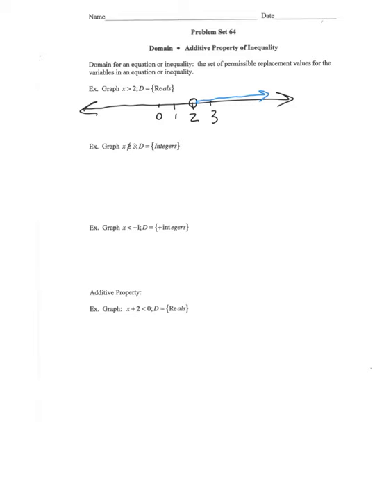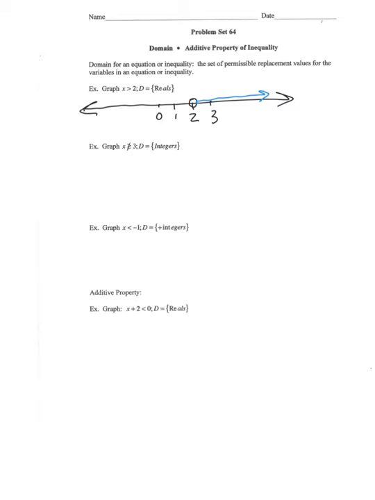Now, because it's all real numbers, anything over here falls into that real category. That was back in problem set 61, where we were talking about what real numbers are. Anything over here, all the way up to infinity, is going to be a real number. Let's take a look at the next one.